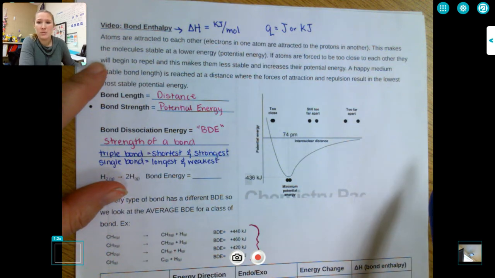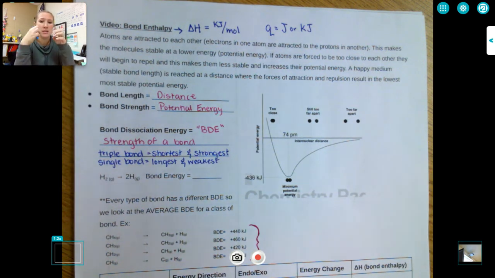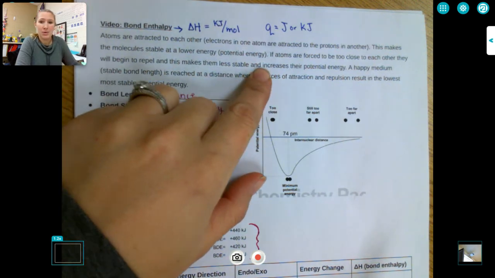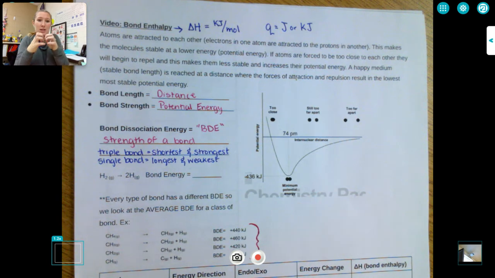If atoms are forced to be too close to each other, they're going to begin to repel because now their protons are coming in contact, one proton from one and one from the other, getting close together, and they're going to repel. The electrons from one, the electrons from the other are getting too close, so they're going to repel, right? And like charges repel. So if they begin to repel, that makes them less stable and increases their potential energy. It makes them anxious, right? They don't want to be there and they want to get apart.